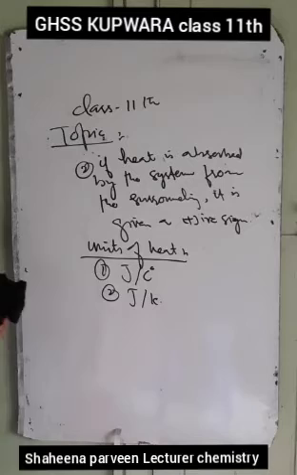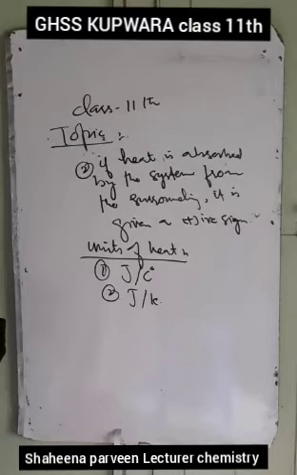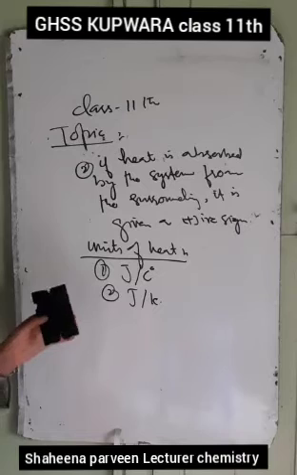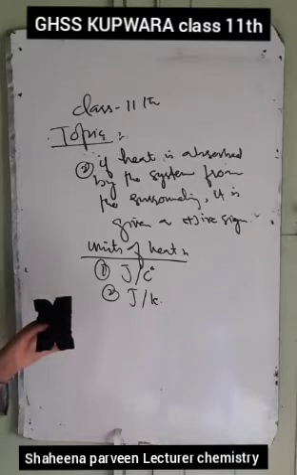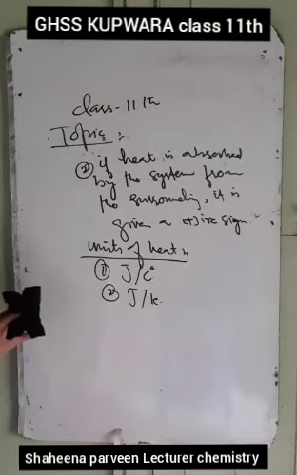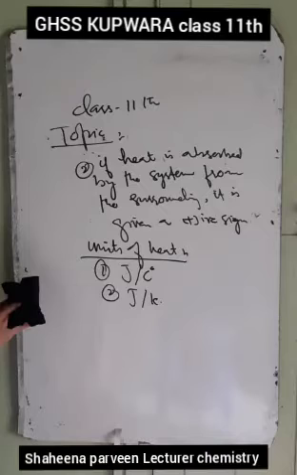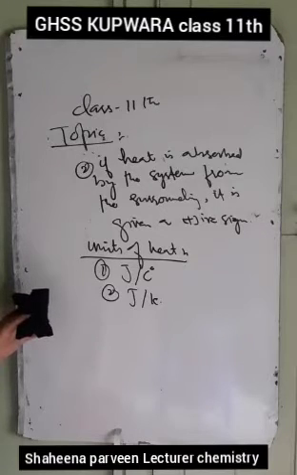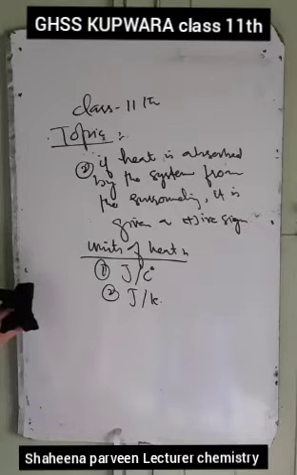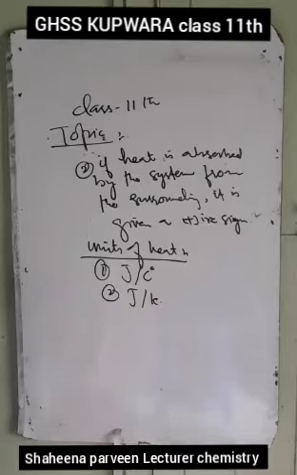So we have the first topic in our today's video lecture, that is the heat. What is heat? Heat is basically an energy which is transferred between the system and the surroundings due to temperature difference. Temperature difference should be there, then there is energy transfer. Now, if the heat is given by the system to the surroundings, it is given as a negative sign, and if it's absorbed by the system from the surroundings, it is given a positive sign. Now we have the units. Unit is joule per Kelvin or joule per centigrade.